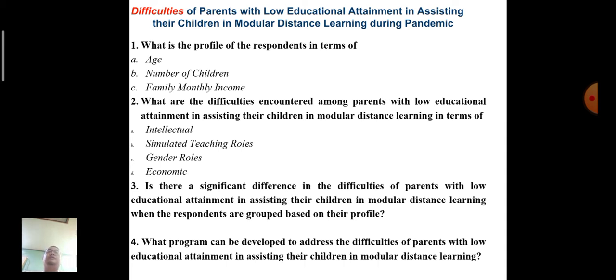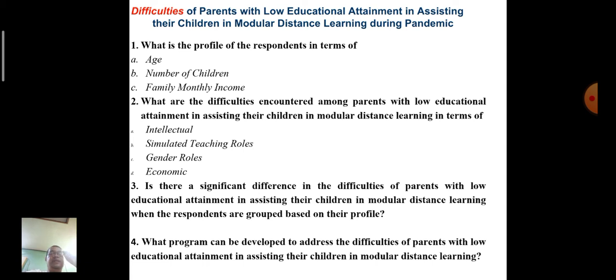So that's why your research instrument, since it comes from the research question, the main research question from the identified problems, now becomes the statement of the problem, like in this case, question number two. So you ask, what are the difficulties encountered among parents with low educational attainment? So the instrument usually becomes question number two.